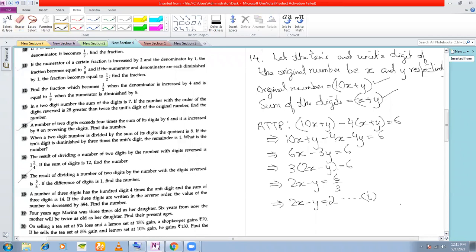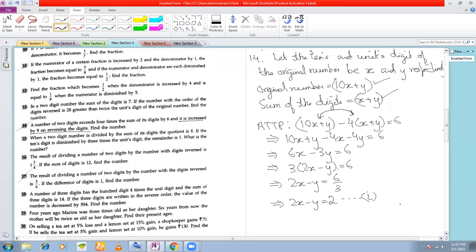So this is our first equation. Now we'll look at the second condition that is given. What is the second condition? If you see, it is increased by 9 on reversing the digits. What is increased by 9? The difference of the digits. That means the difference that I have taken here, this is increased by 9 when I reverse the digits.